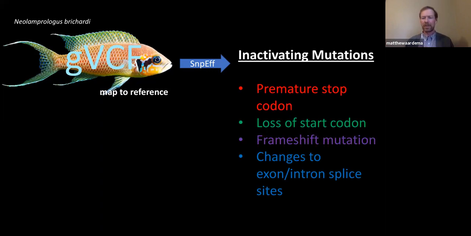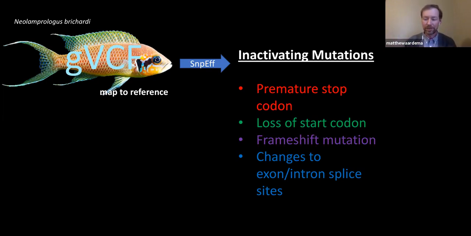And the 4 specific ones that we focused on were the presence of a premature stop codon, the loss of a start codon, frameshift mutations. So these would typically be small indels that would result in the protein shifting in its amino acid structure, and then changes to the exon-intron splice sites, which again would likely break a gene.